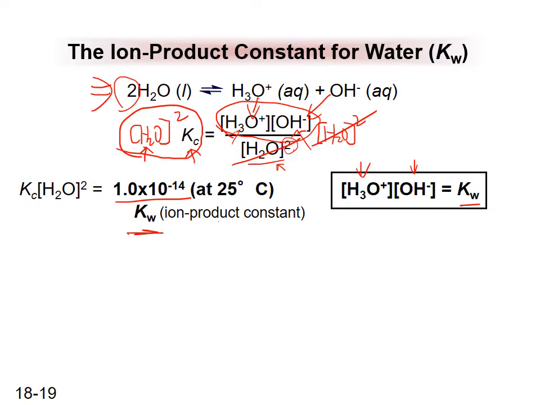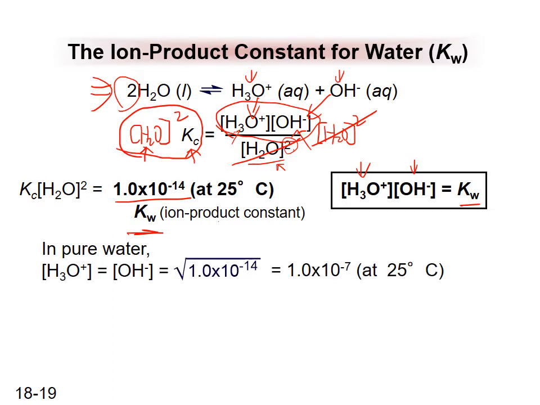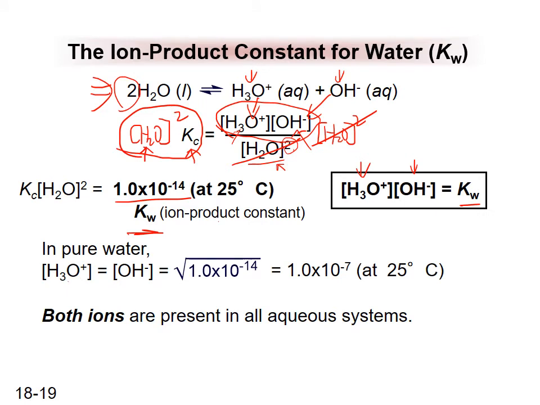If water is pure, then it will generate equal amounts of hydronium and hydroxide. So the concentration of hydronium ion and hydroxide ion should be the square root of Kw, 10 to the minus 7. So in pure water, hydronium ion equals hydroxide ion equals 10 to the minus 7, a very small amount of hydronium ion and hydroxide ion. Now, if water is not pure, then these two concentrations may not be equal. So one may be more than the other, and that determines whether the aqueous solution is acidic or basic.